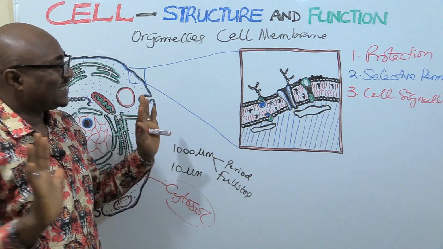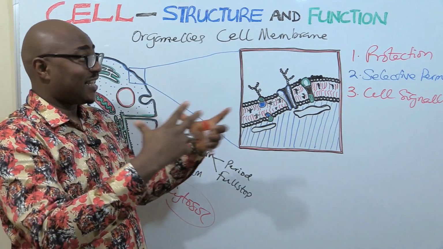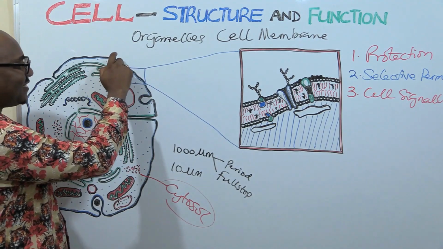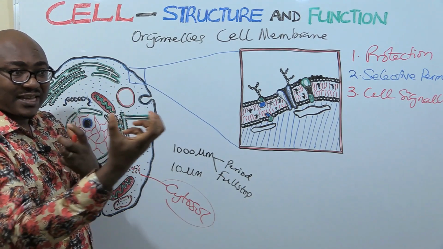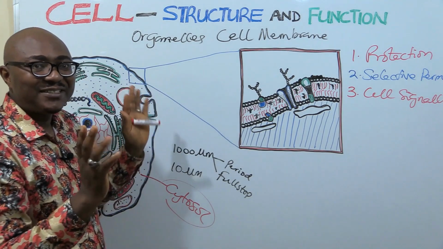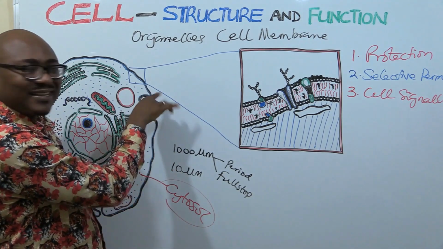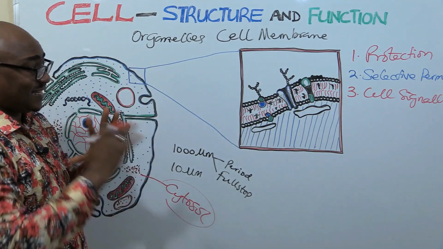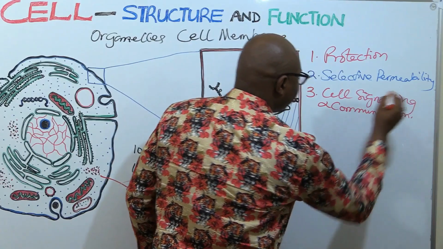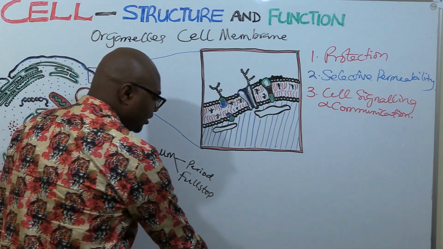We're going to deal with that. It's a special lecture in general physiology, cell signaling and communication. So they first reach the cell membrane and they have certain receptors that can receive that message. Cells communicate through chemical means. Okay, so that's what happens. But let's leave it at that. Cell signaling and communication. The cell membrane plays a very, very vital role in that.